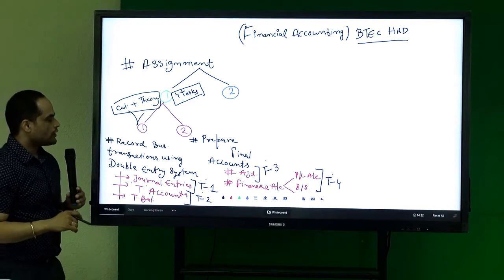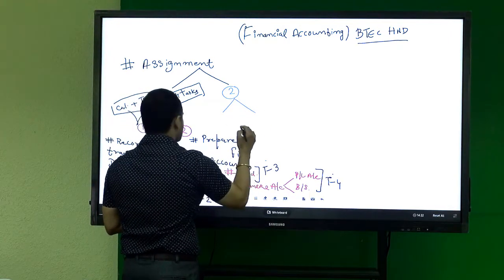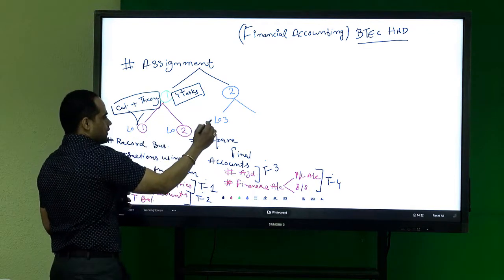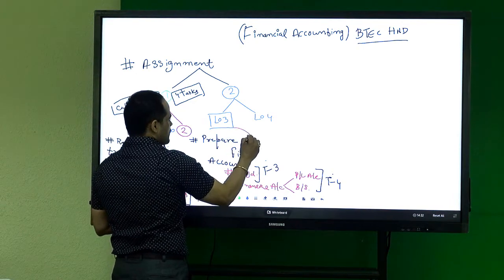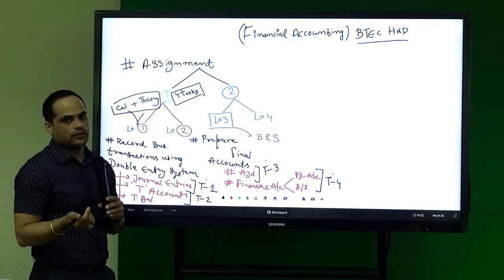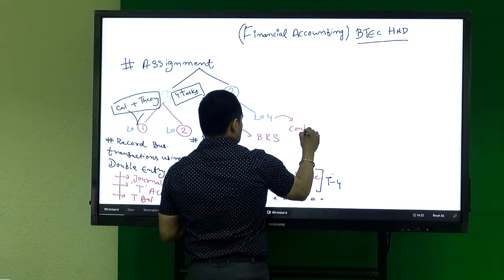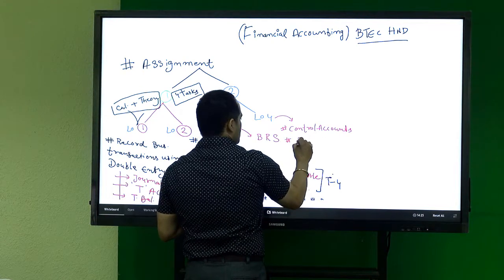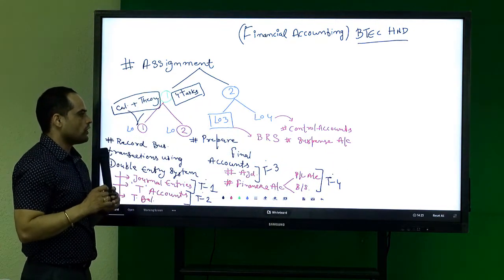All right. Now move on to assignment two. In assignment two, you have two learning outcomes. Learning outcome three, so this is learning outcome one, learning outcome two, learning outcome three, and four. Learning outcome three is about bank reconciliation statement. We call it BRS. Right? And learning outcome four is about control accounts and removal of suspense accounts. Right? Control accounts and removal of suspense accounts.